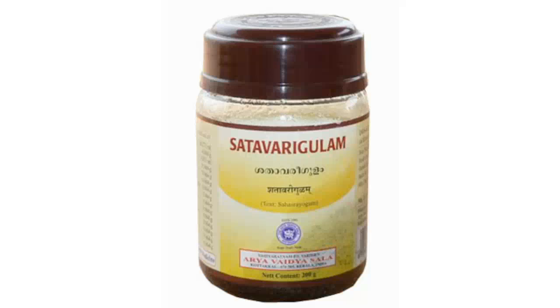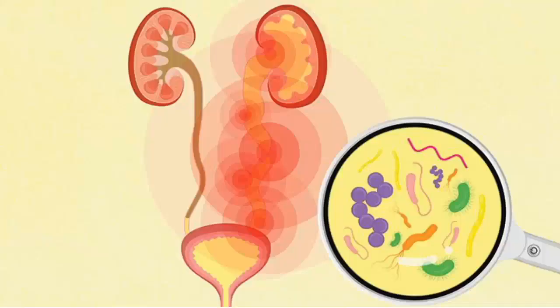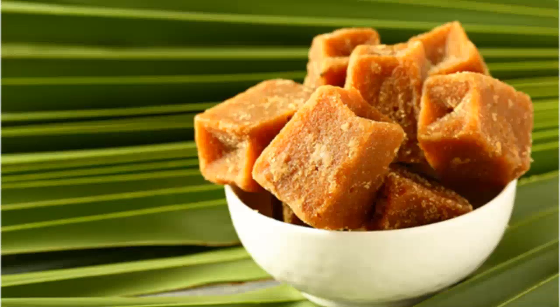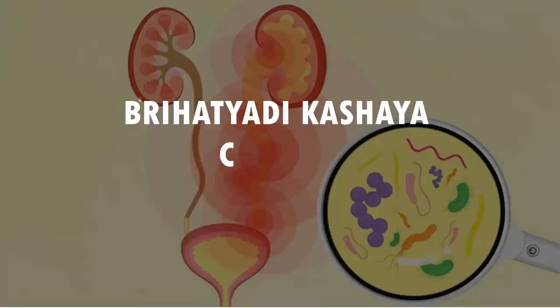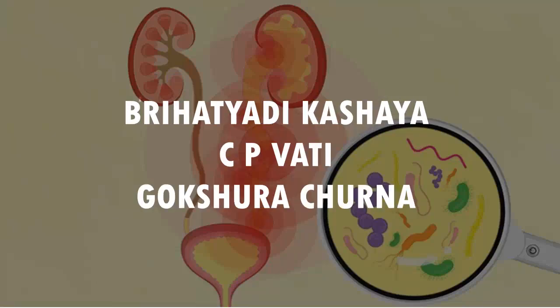Another condition where Shatavari Gula works is chronic urinary tract infection. Here also Shatavari Gula works wonderfully because Gula, which is a key ingredient of the Shatavari Gula formulation, is also a Mutrala Dravya, which helps in treating chronic UTI. It can be given along with Brahatyadi Kashaya, Chandra Prabhavati, Gokshuradi Churna, etc.